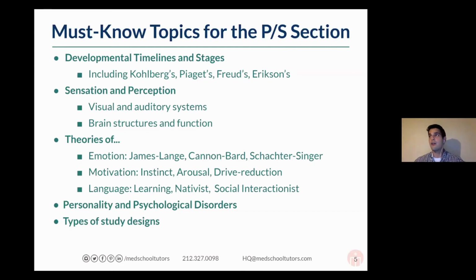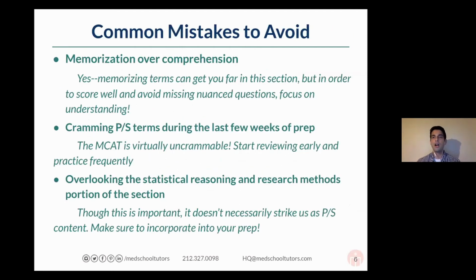You're going to want to know how qualities like generalizability and reproducibility, these general things that dictate the strength of an experiment, are very important for the psych soc section, because a kind of hidden component of the section is research methods, and you want to get a grip on that as well. That's something I didn't quite realize until far later in my prep, so I want to make that clear up front. Okay, awesome. So, common mistakes to avoid.